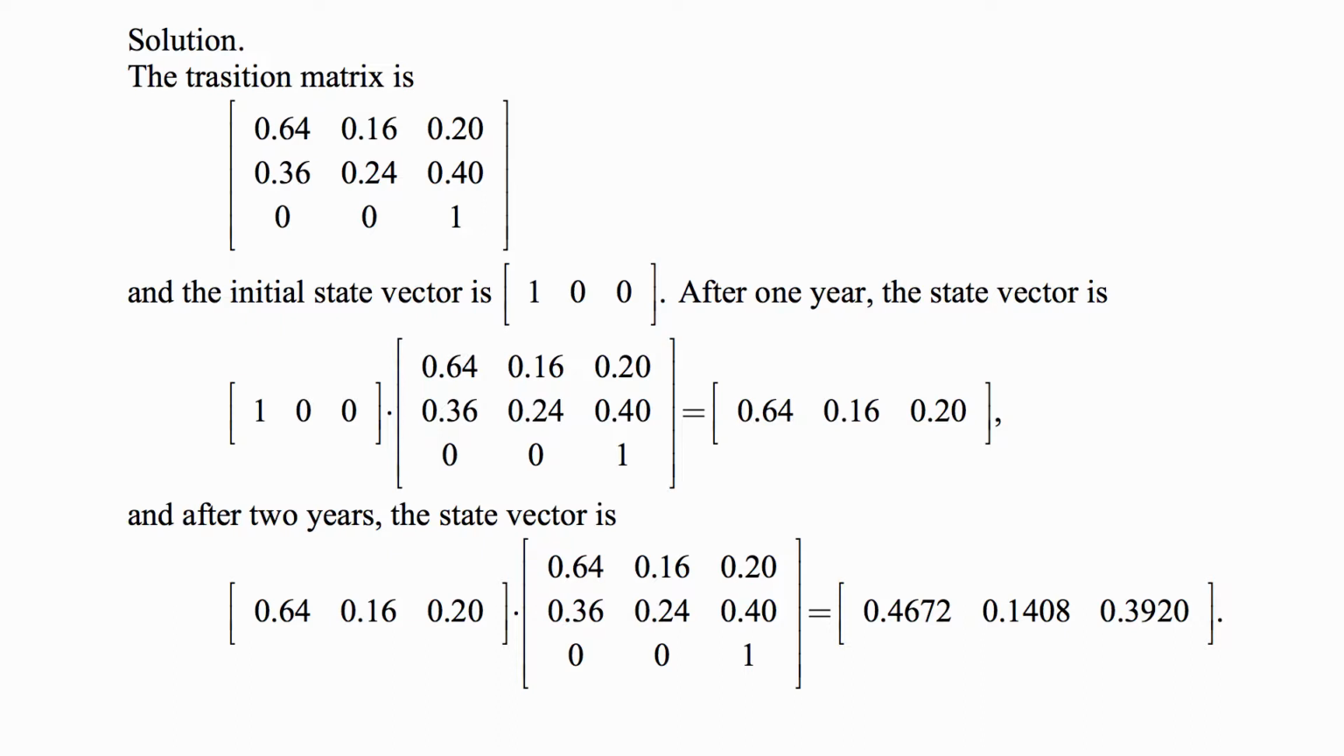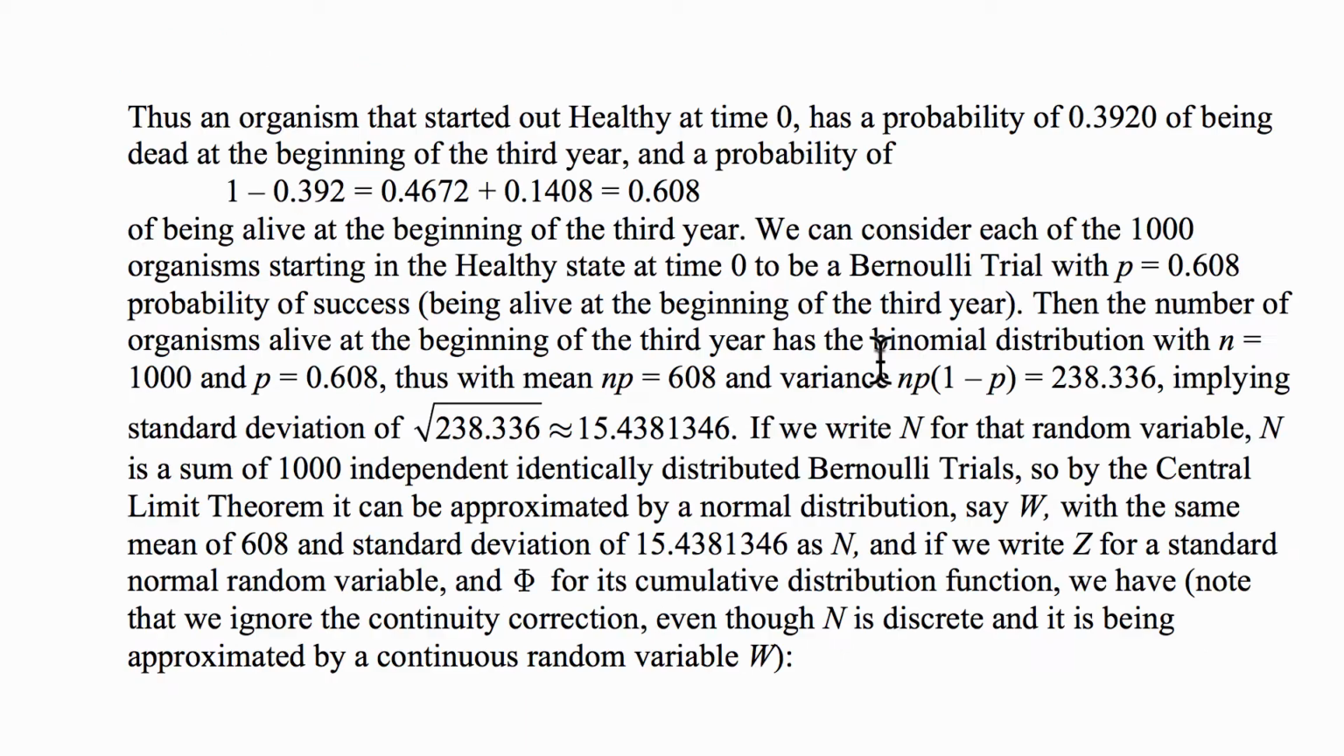So we get 0.64, 0.16, 0.20, and then we multiply that vector by the transition matrix again to get the situation after 2 years, at the beginning of the third year. We get 0.4672, 0.1408, and 0.3920. This means that an organism that started out healthy at time 0 has a probability of 0.3920 of being dead at the beginning of the third year, and 1 minus that, the sum of the probability of being healthy plus the probability of being sick, is 0.608, the probability of being alive at the beginning of the third year. Alive being either healthy or sick, but still alive.